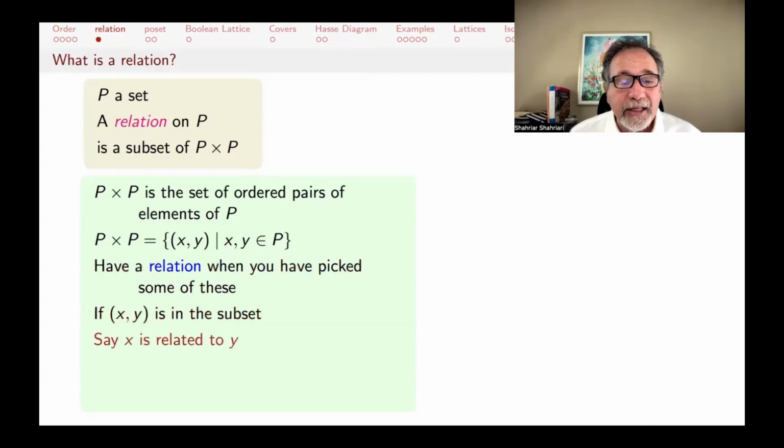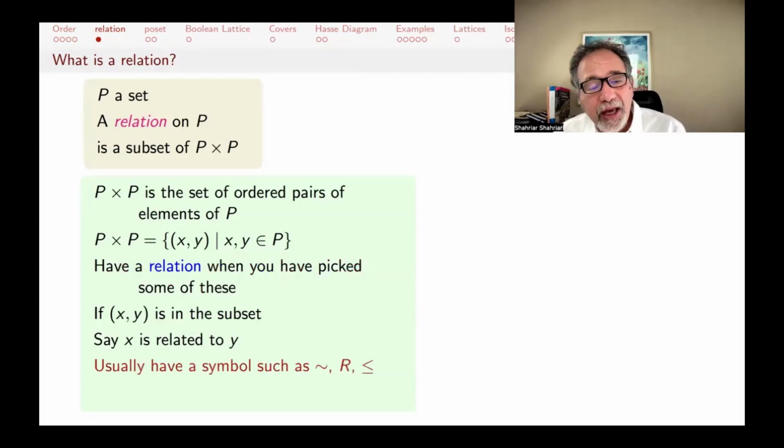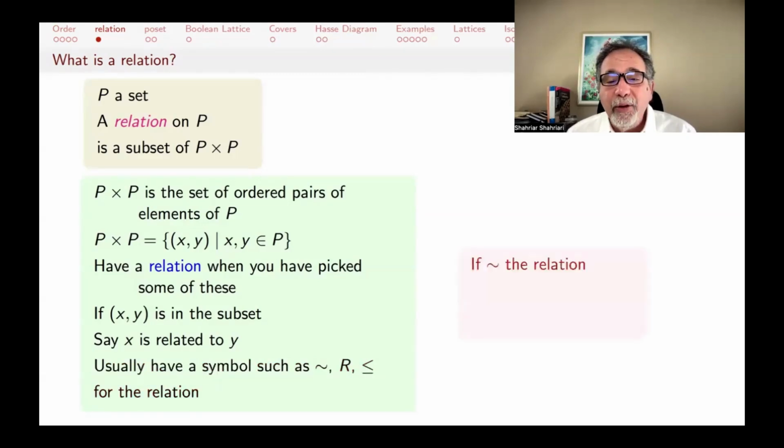If the pair XY is in the subset, then we say that X is related to Y, and usually we have a symbol such as squiggle, R for relation, or less than or equal to, that we use for that relation. Now, if squiggle is the relation and X is related to Y, then we don't keep saying X is related to Y, we write X squiggle Y.